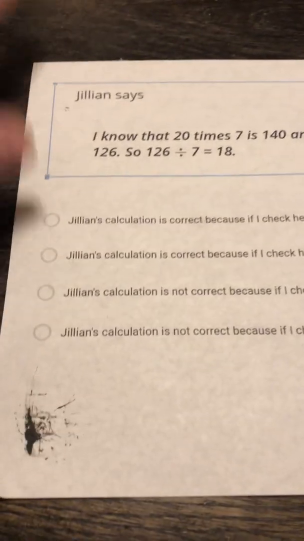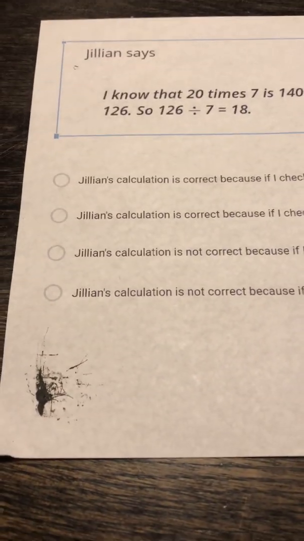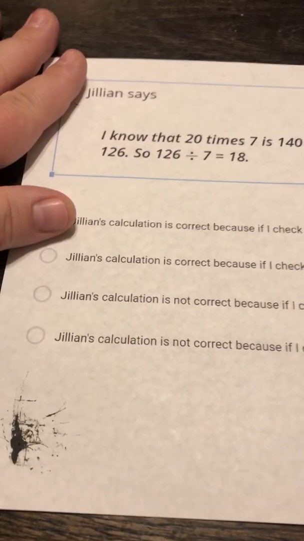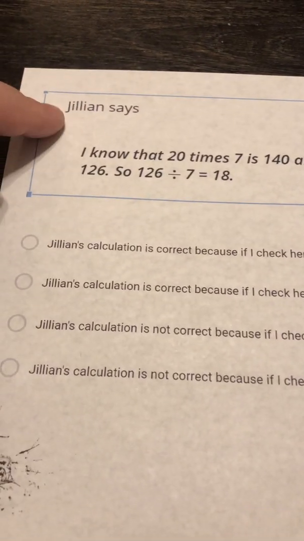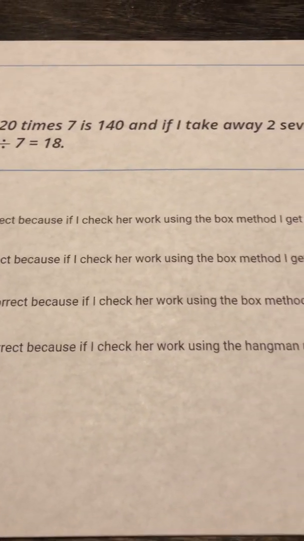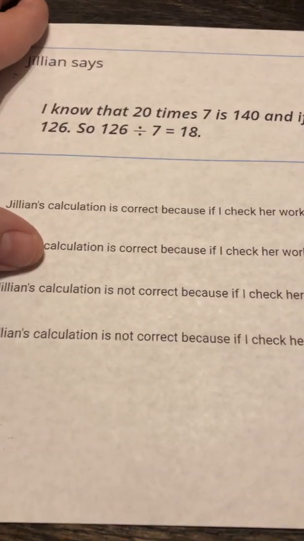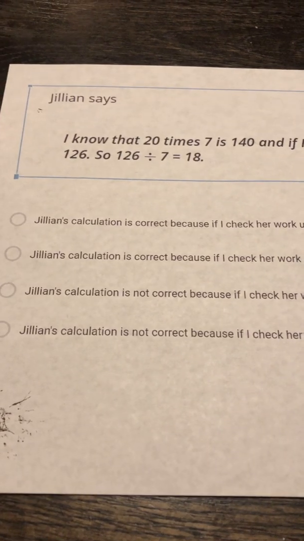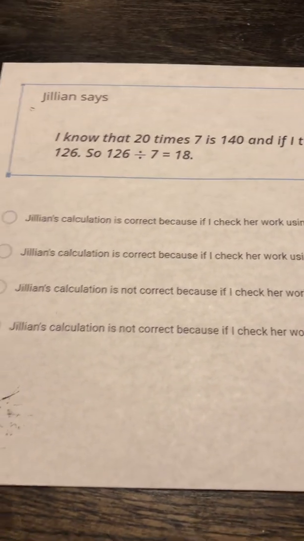I'm going to help you with the last question of the test. It's question number 4, and it's a little bit of a tricky one, so we're going to work it out together. It says, Jillian says, I know that 20 times 7 is 140, and if I take away 2 7s, that leaves 126. So 126 divided by 7 equals 18. All right, so let's work this out.